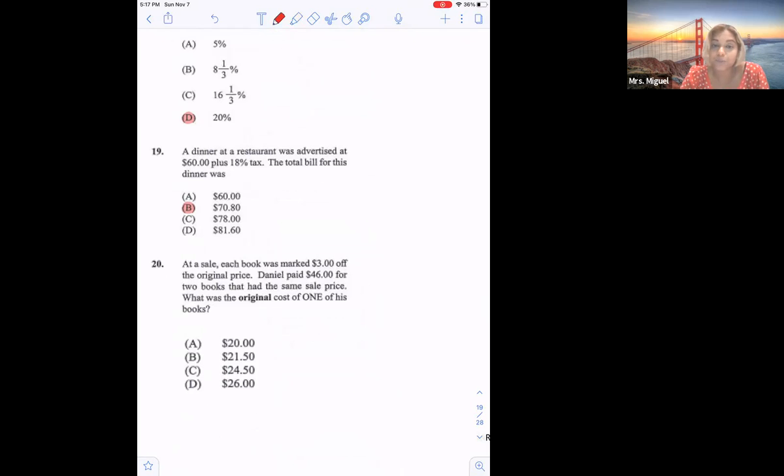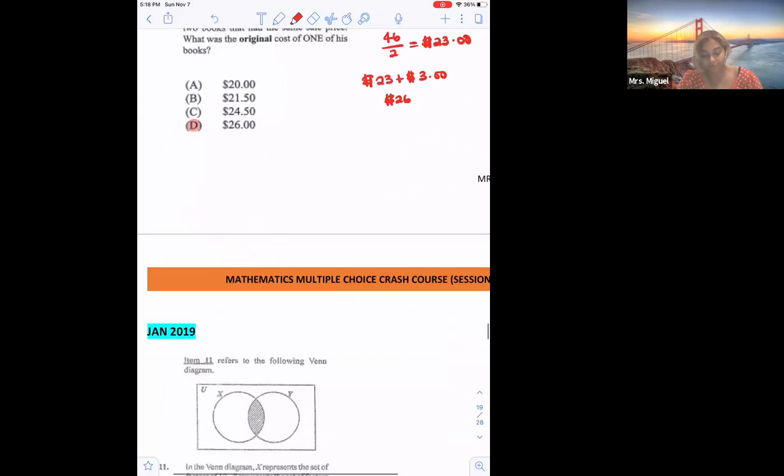At a sale, each book was marked $3 off the original price. Daniel paid $46 for 2 books. What was the original price of each book? So 46 divided by 2 is $23. And he got $3 off the marked price. So the price of the book would be 23 plus the $3 he got off, which is $26. The answer, D as in dog. All right.